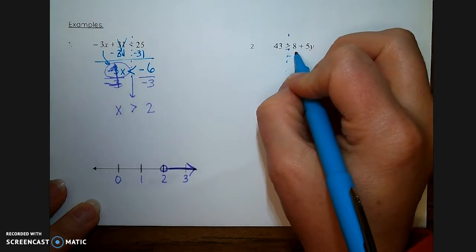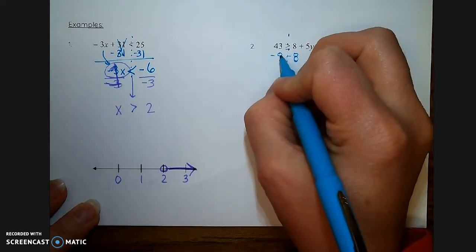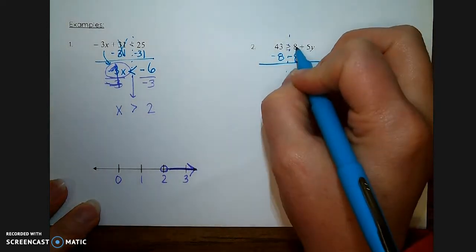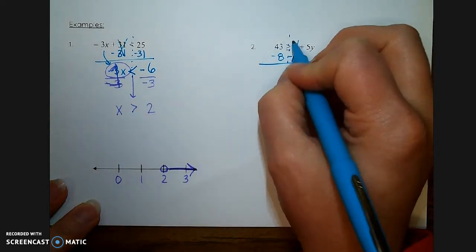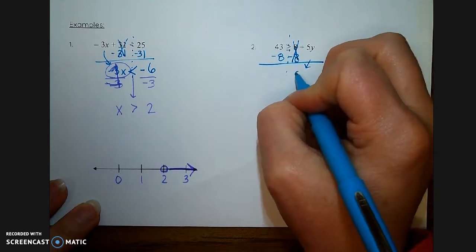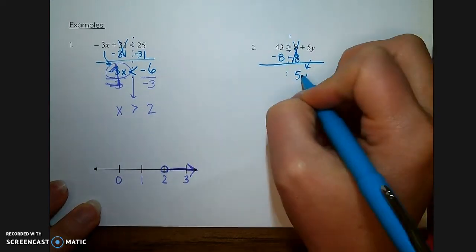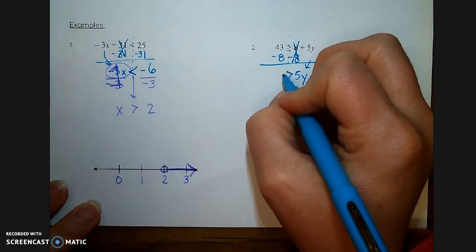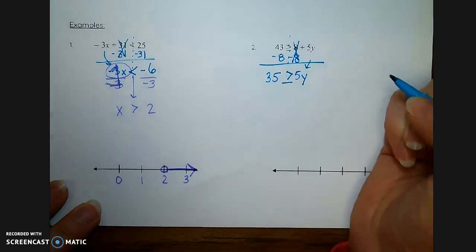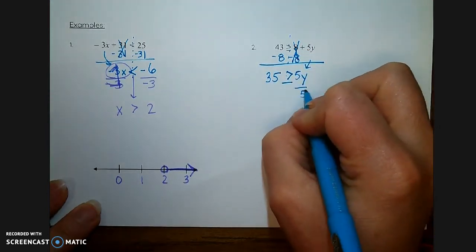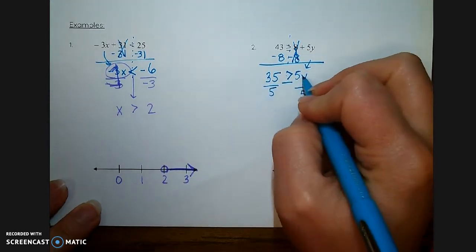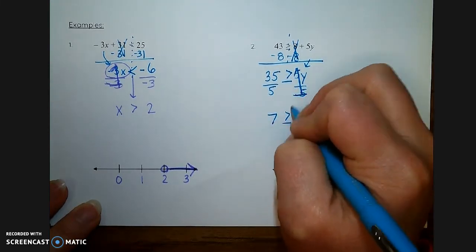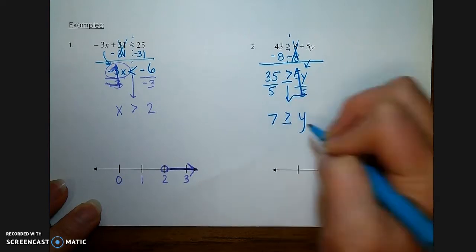Doesn't matter which side my variable's on there. I have a positive 8, so I'm going to subtract it. Get rid of it. My coefficient here is a positive 5. 43 minus 8 is 35. Divide by positive 5. Since I'm dividing by a positive, this is going to come straight down and no change.